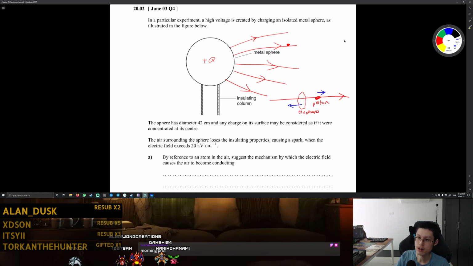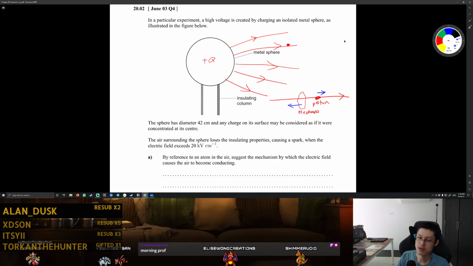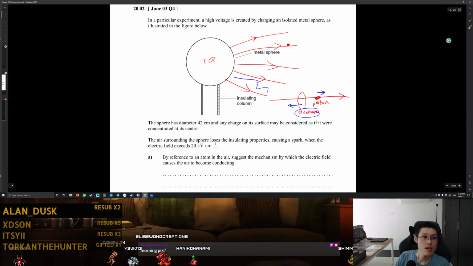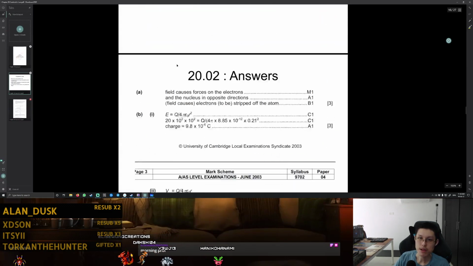But because of the bond between the protons and the electrons, they're sort of held together. But if you increase the electric field so that it's strong enough to pull apart the electrons and the protons, and the electrons move freely, then you get a current, and then you get a spark. Zap, zap. Okay, so that is the mechanism behind this. So that's what you want to say.